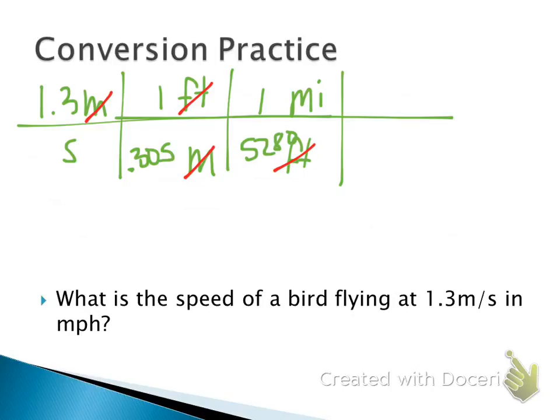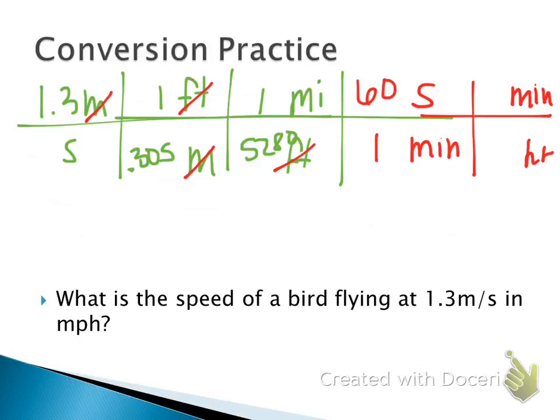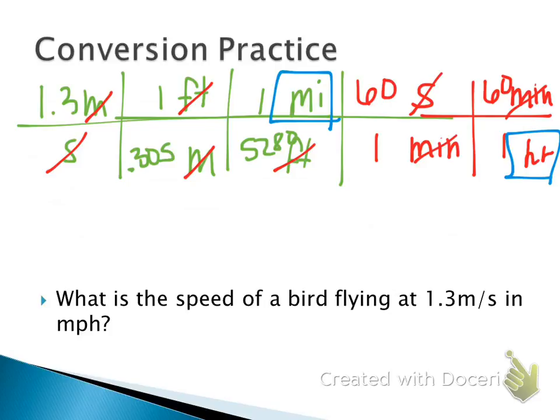So I need to keep going. If I want to get rid of seconds this time, where do I need to put it? On the top. Good, very good. Needs to go diagonal. So I'll go seconds to minutes. You could go straight from seconds to hours if you want, but I'm going to show the whole thing. 60 seconds in 1 minute, 60 minutes in 1 hour. Now my seconds and minutes units have canceled, which leaves me in miles per hour. That's what I want. So now I multiply across the whole top, then divide by the whole bottom.